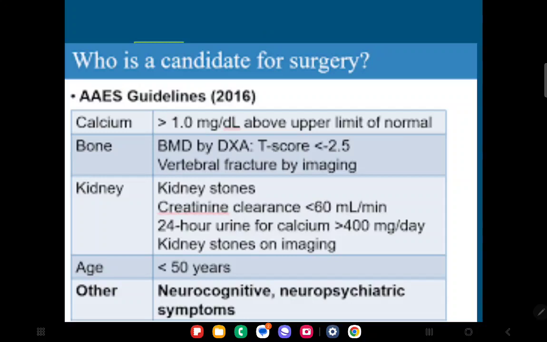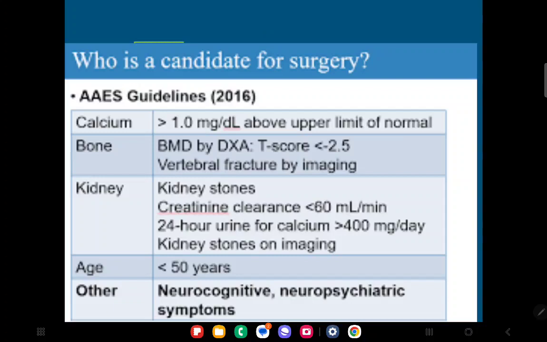The American Association of Endocrinologists guidelines for who is a candidate for surgery. For example, calcium, if the level of calcium is more than 1 milligram per deciliter above the upper limit of normal, and we said the upper limit is 10.5, and if there is 1 milligram above the upper limit of normal, then this is an indication for surgery.